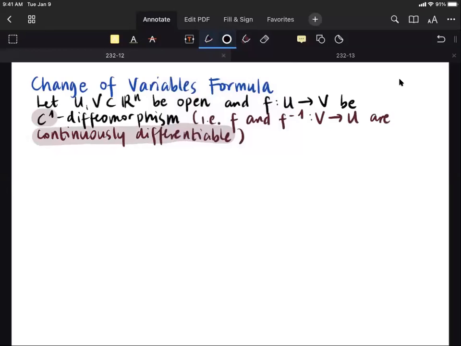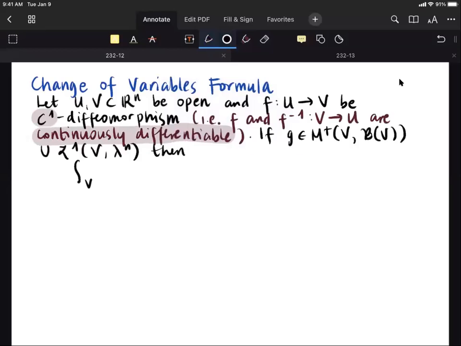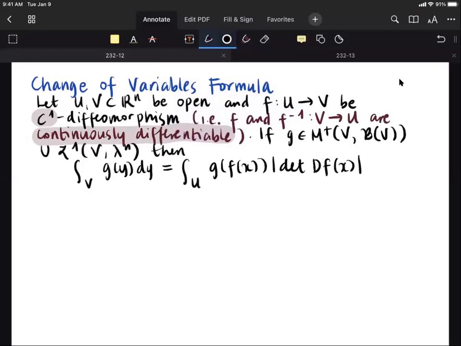If I have a function, say f, I should say g, which is either non-negative on V, with respect to the Borel measure, or it is integrable over V with respect to the Lebesgue-Borel measure, then the integral over V of g is the integral over U of g of f of x times the absolute value of the determinant of the Jacobian of f at x dx.